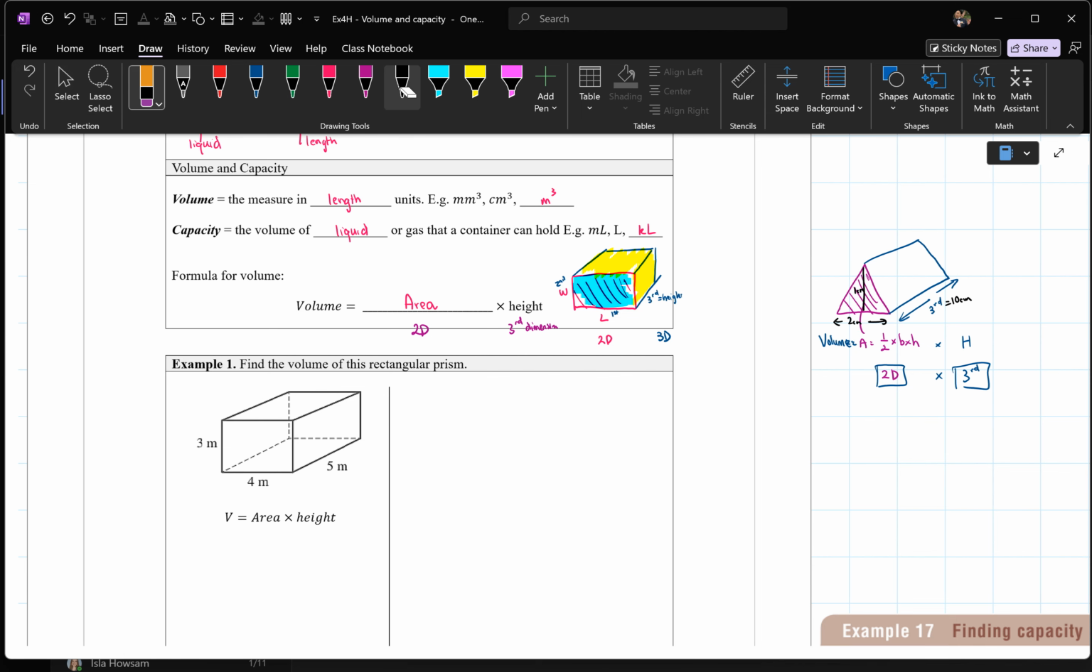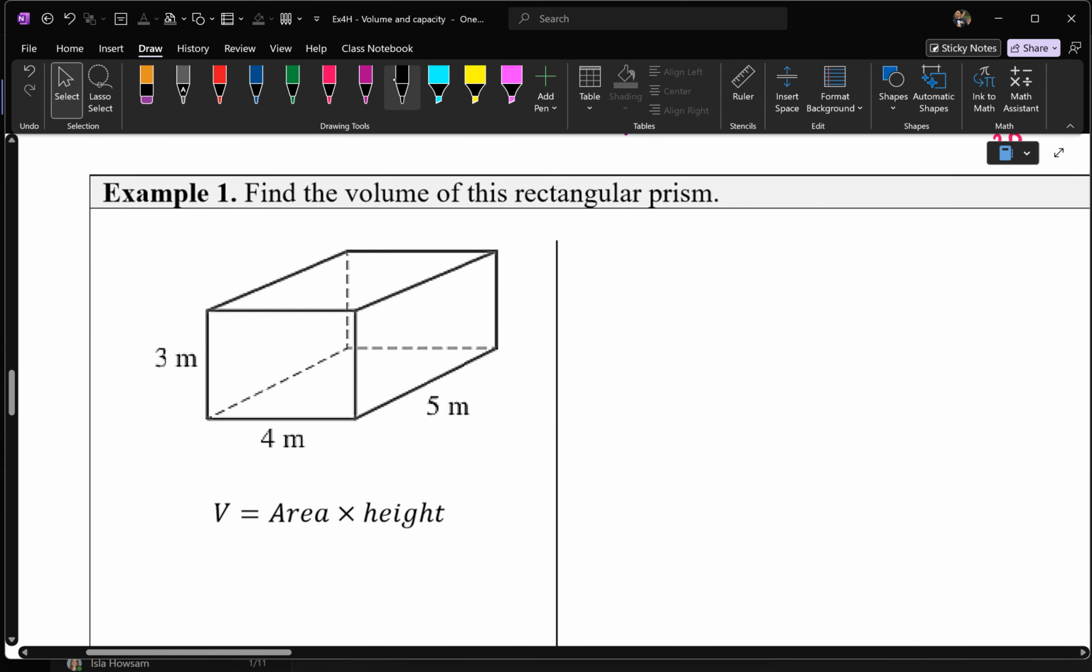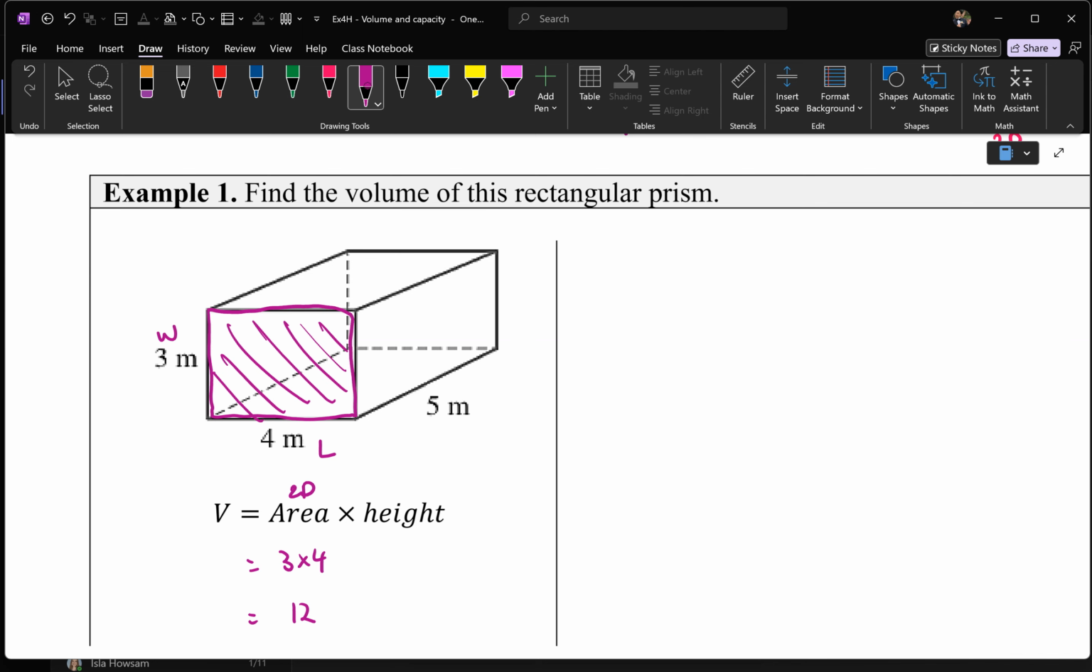So let's have a look at this example here. Find the 2D shape. There are a lot of different 2D shapes you can use. You can do the one on the bottom, the side, or the top, but I like to do the one at the front. This front is a 2D shape. You've got width and length. So the area of this front is 3 times 4, the 2D component, that's 12, times, now they call it height, but really it's the third dimension.